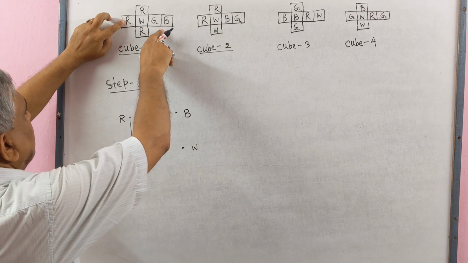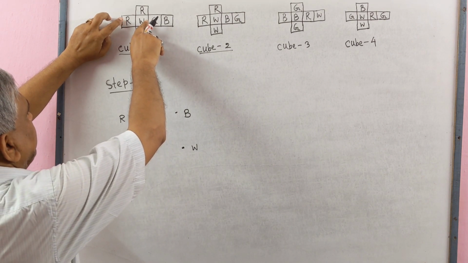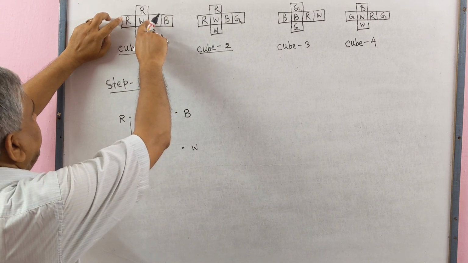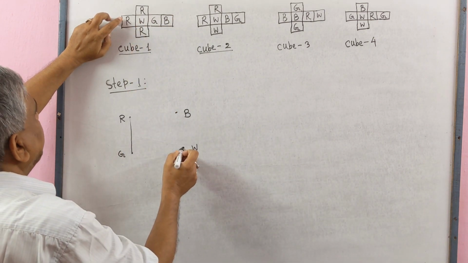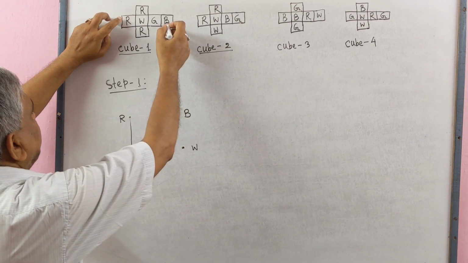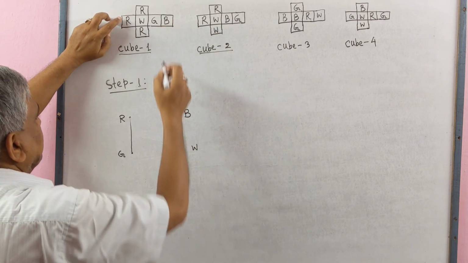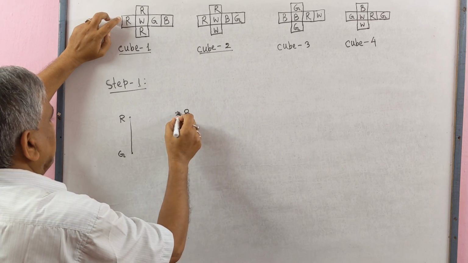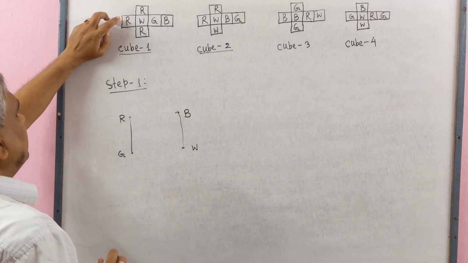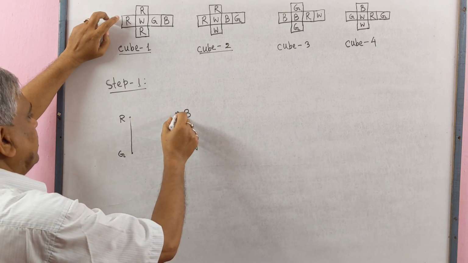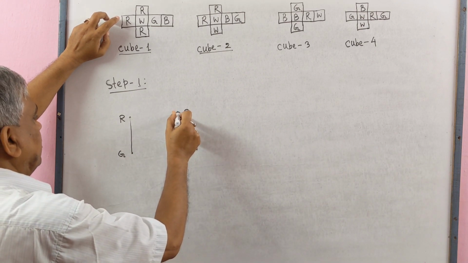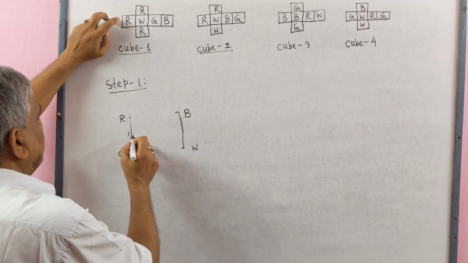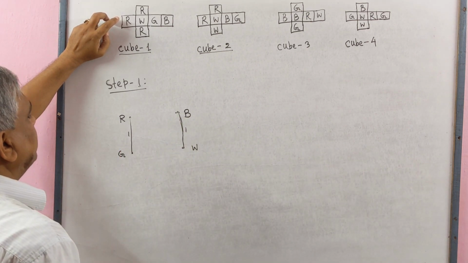Then we will draw the graph for front and back. W is the front here, and B is the color of the back face. So we join WB. These are the edges for the first cube. So we write 1 for the first cube.